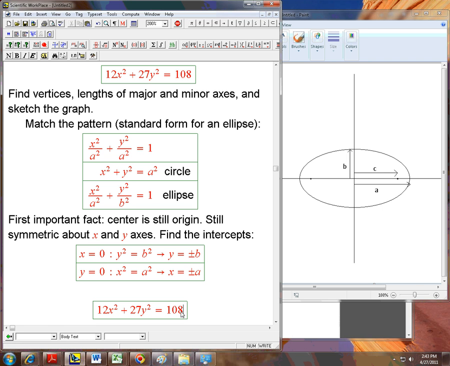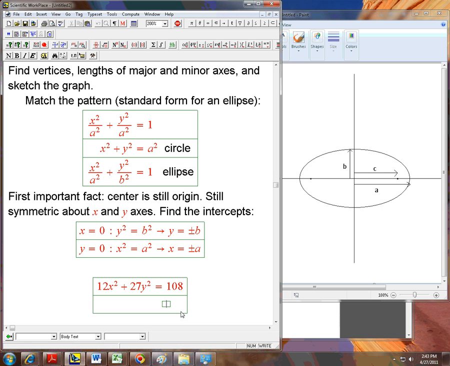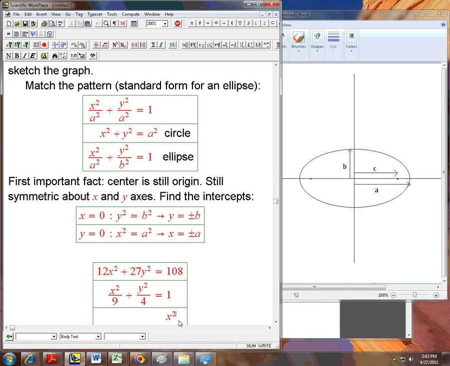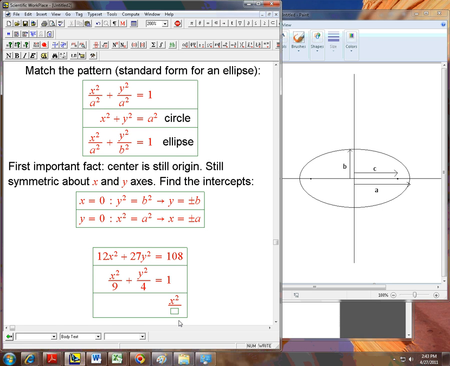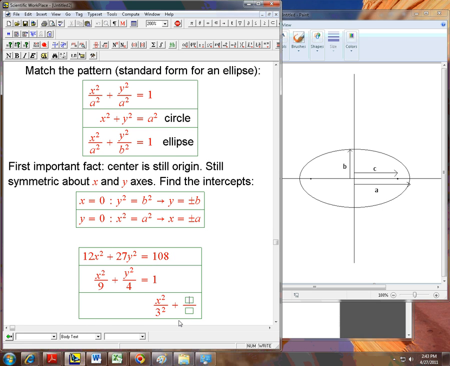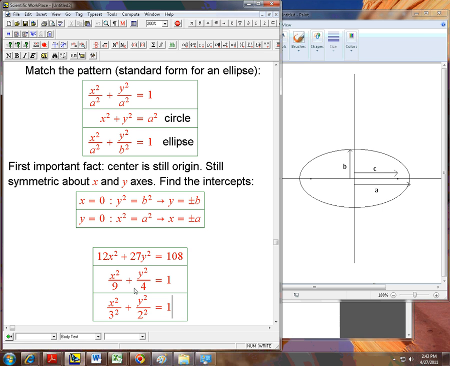So I need to divide everything by 108. Well, 12 over 108 turns out to be 1/9. And 27 over 108 turns out to be 1/4. And so it's conveniently in exactly the right form. I'm just going to do one more thing to it. I'm going to write those as squares. Now I'm making this really easy to start with, so that these did happen to be perfect squares of integers. In general, that's not going to be true, but let's start out with a fairly easy example.